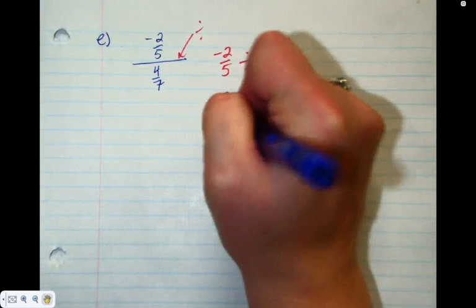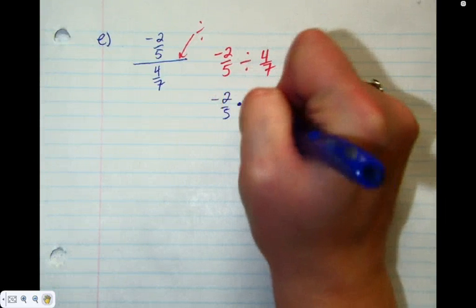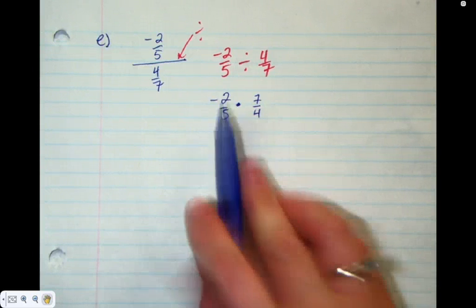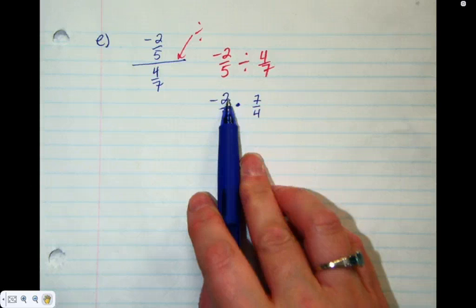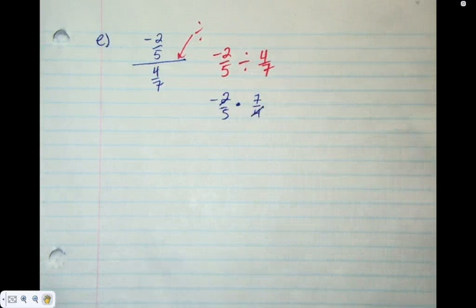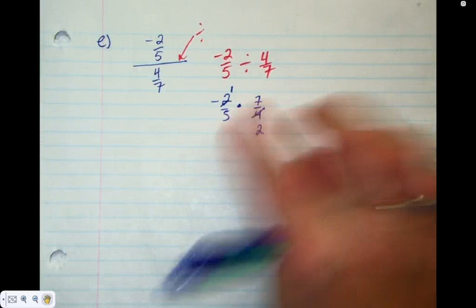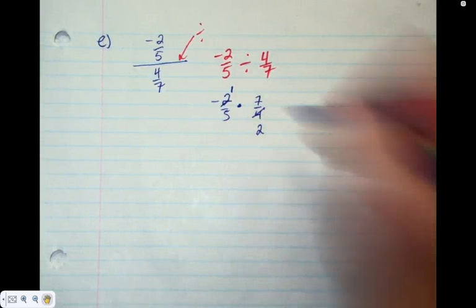Step number 1, change to improper. Step number 2, it's division, take the reciprocal. Step number 3, cancel anything you can. Can I cancel the 2 with anything? Okay, what can I cancel both of these by? 2. Can I cancel the 7 and the 5? Nope.